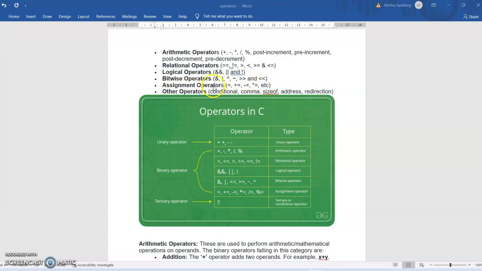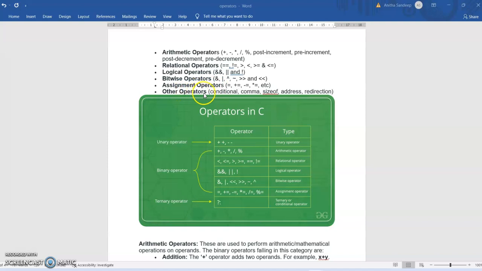Next category is the assignment operators, which are equal to, plus equal to, minus equal to, star equal to, and any other operators with equal to. So when you have plus equal to, it indicates that if I have a plus equal to 5, then it is equal to a is equal to a plus 5. The left hand side operand will be used on the right hand side also.